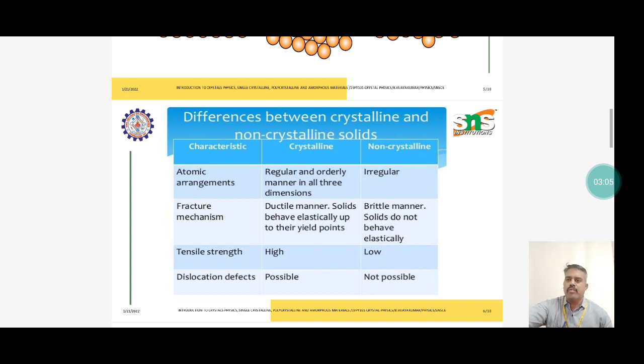Then for the fracture mechanism, the crystalline is a ductile material, so it can be bent by applying small stress. But the non-crystalline is brittle in nature. The tensile strength is high in crystalline and low in non-crystalline, which is why it is brittle. The next one, dislocation defects, are possible in crystalline and not possible in non-crystalline.